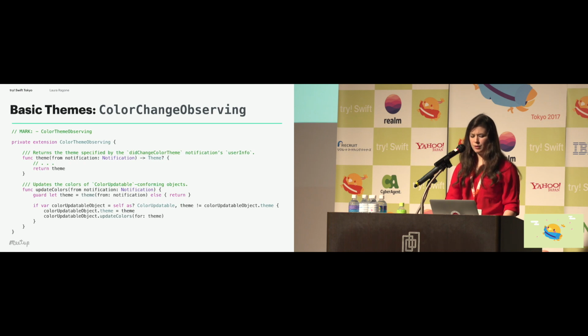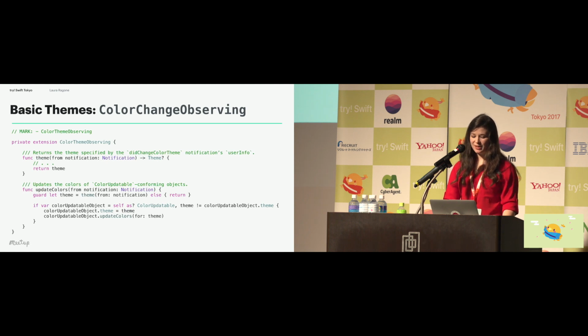First, we have a few helper functions to create. As I mentioned before, we need to post a custom notification indicating that the color theme has changed. The new theme we're reconfiguring our views to display should be included in this notification's user info dictionary. The theme from notification function simply handles the implementation details of extracting the theme from the notification's user info, returning nil if the theme is not found.